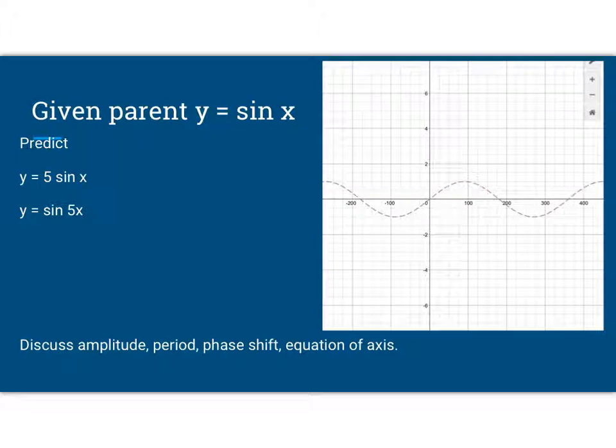Given the parent in this picture, sine x, what would happen if we now have 5 sine x? Or if we have sine 5x? Now consider the previous screens where we talked about which transformation is happening in front of the function and which transformation is happening in front of the x.